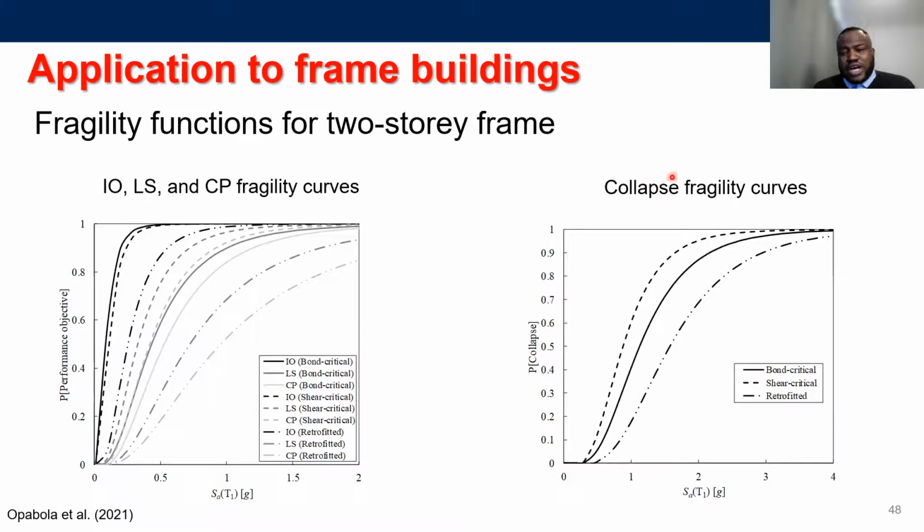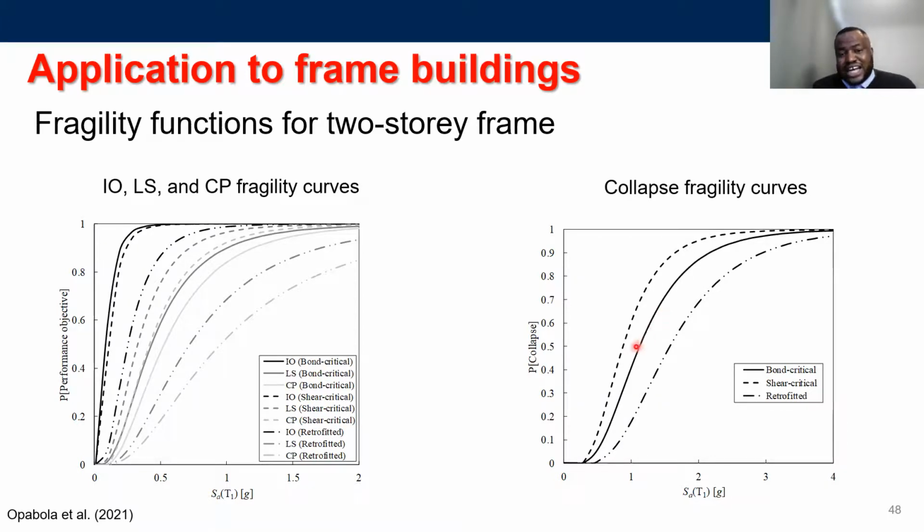I will talk more about the collapse fragility curves. And the reason why I'm pointing to this is because of how relevant collapse is in terms of identifying buildings that need to be prioritized for retrofit.